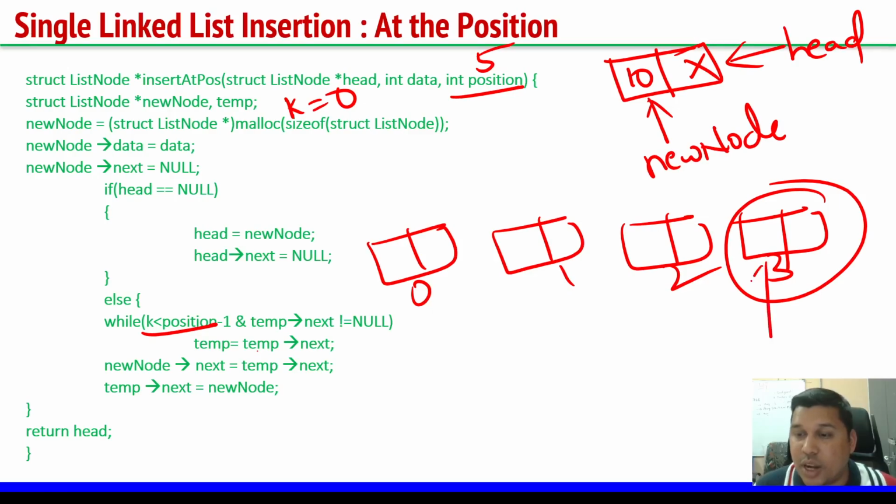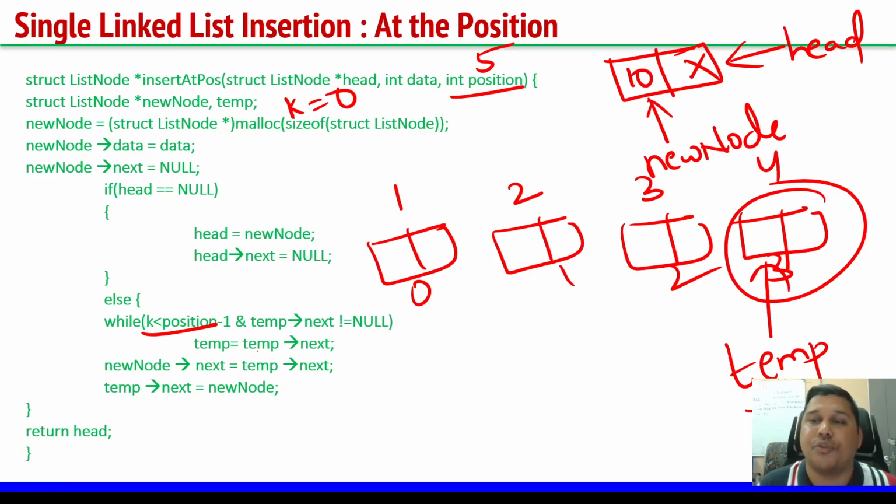So this becomes your temporary node. So this is my position 1, position 2, position 3, position 4. I want to insert an element at position 5. It means my temporary is pointing to the position 4 element. Okay. Now what is the step?